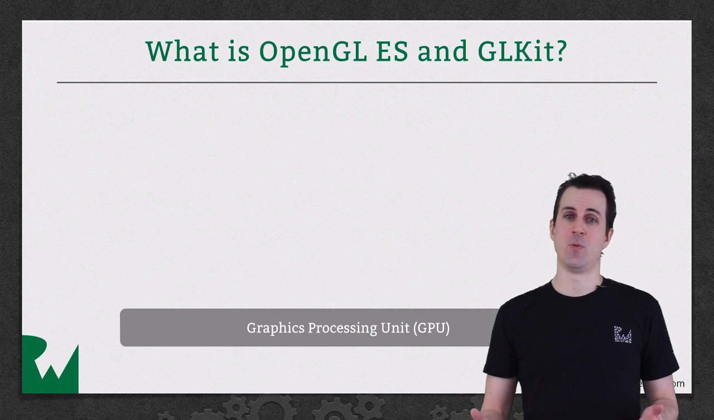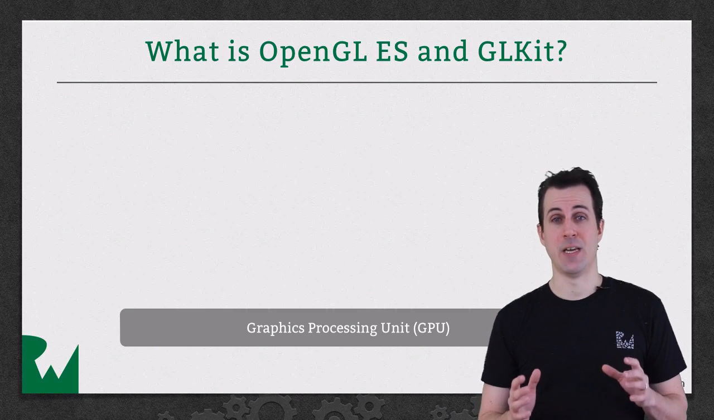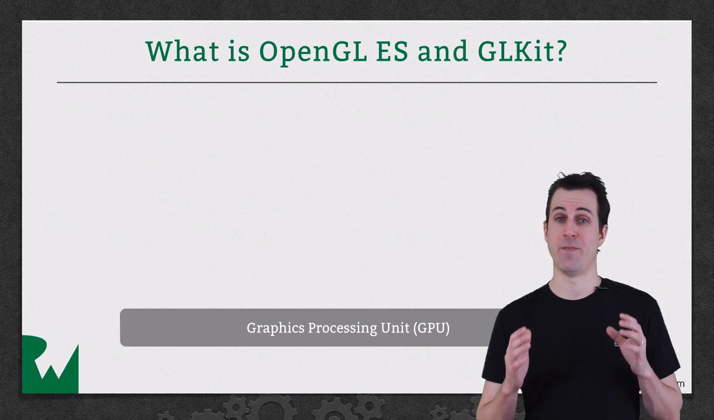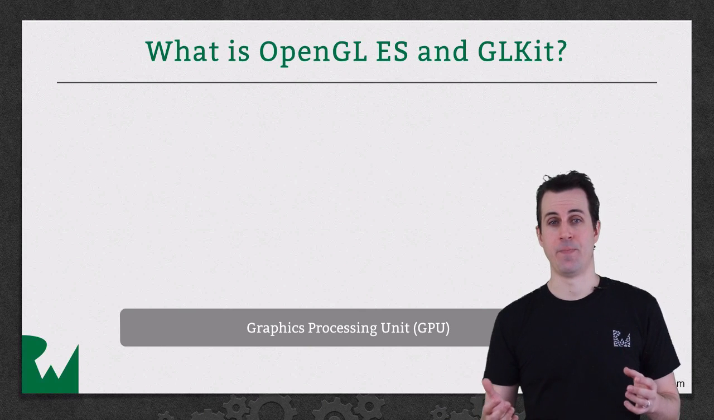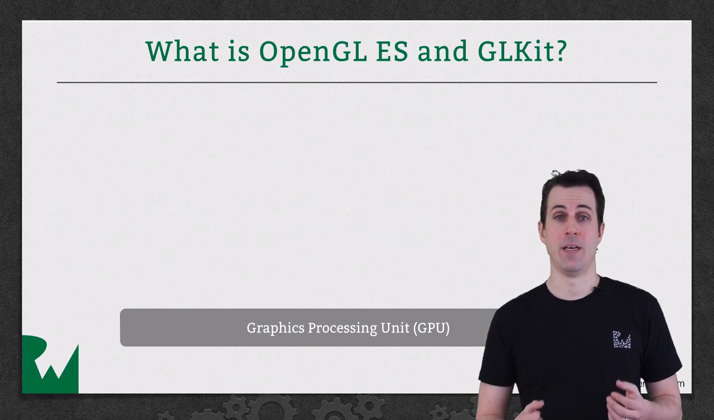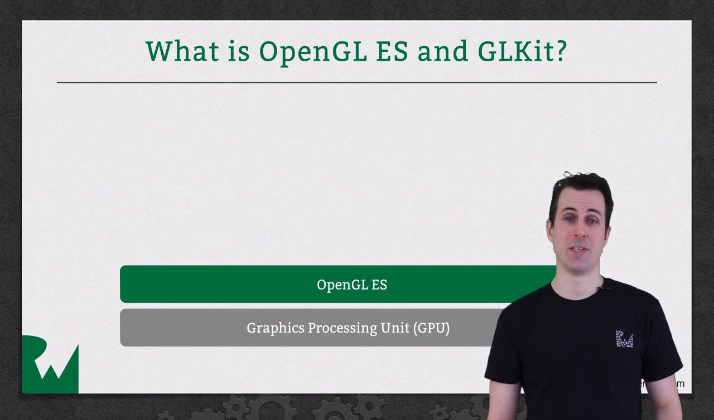So your iPhone comes with something called a graphics processing unit. This is a chip that's very efficient at processing high amounts of vertices and 3D geometry and rendering them to the screen. Well, the lowest level API that interacts with this GPU is OpenGL ES. And that's what we're going to be learning about in this video tutorial series.